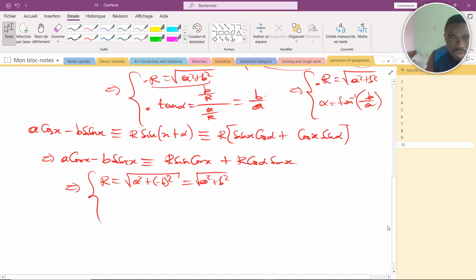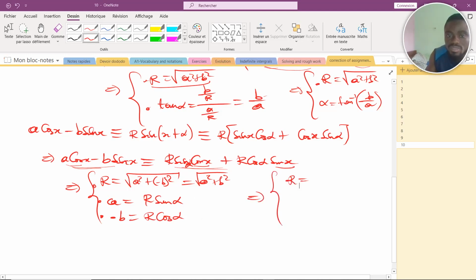Is that okay? Now, if this must be identical to this, this is sine alpha. Don't forget, this is sine alpha, this is cos alpha. If this must be equals to this, since there is cos here and cos here, it means that our a, which is sine, must be equals to what? R sine alpha. For this other one, there is sine x here and sine x here. This implies our minus b must be equals to what? R cos alpha. Is that okay? This implies then that we're going to have our r being equals to the square root of a square plus b square.